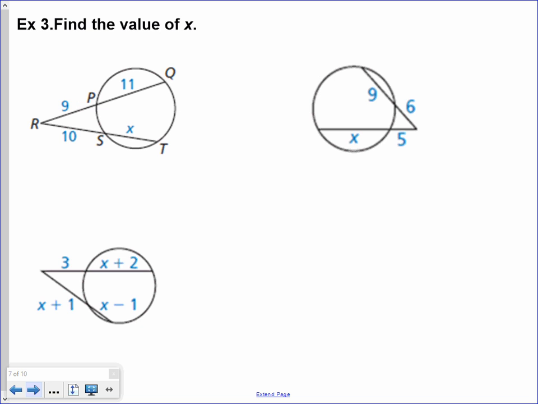Okay. So this is where we're going to have to do some foiling, but not just yet. So on this first example, let's just look at the top secant segment here. So again, we are looking at outside piece times the entire thing, times the whole length. So let's go, Holly. What's just the outside piece of RQ? Oh wait, RQ. Yeah, just the outside piece.